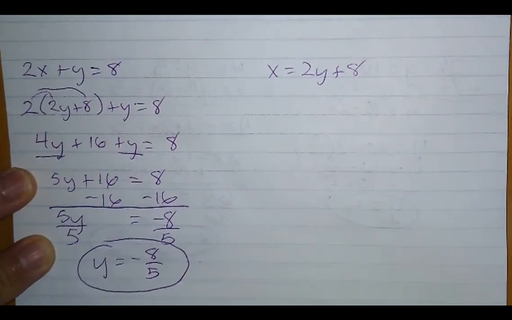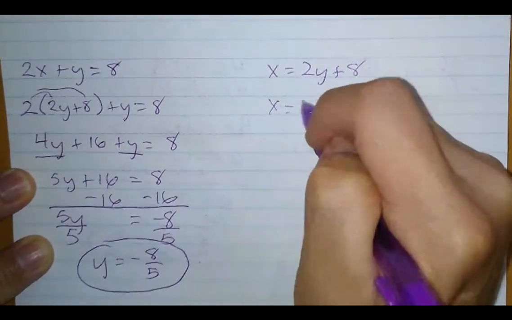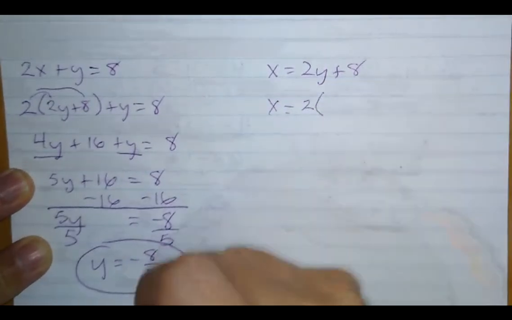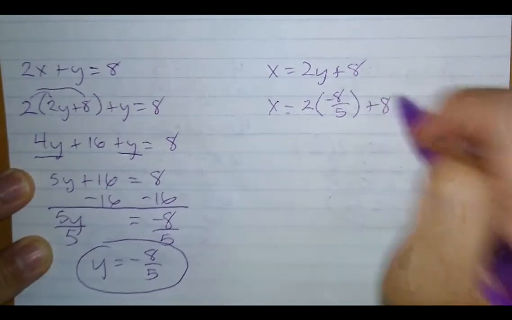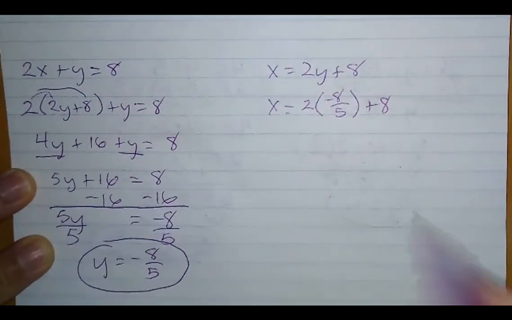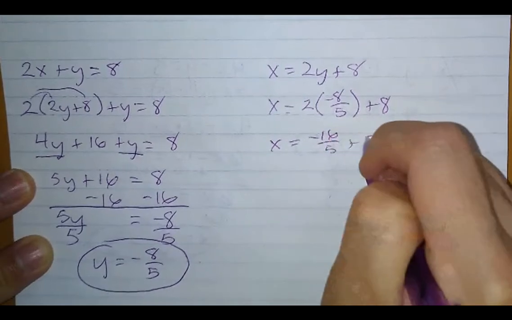All we gotta do is solve for x. We're gonna take this, replace it into something that has a y, and then we're gonna solve for the other variable, x. I'm gonna put it here. In place of y, we have -8/5. -16/5 plus 8.